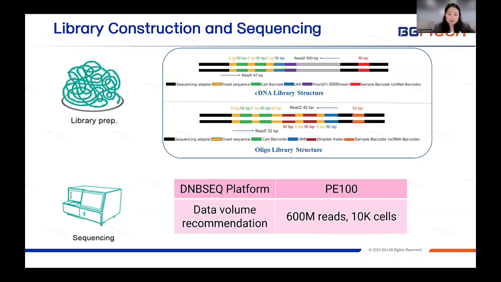The cell barcode is used to label cells. The poly-T is used to capture mRNAs, and the UMI is used to label mRNAs. The sequencing is performed on the DNB platform. The sequencing strategy is paired-end 100. It will capture about 8,000 to 10,000 cells and generate 6 million raw reads.